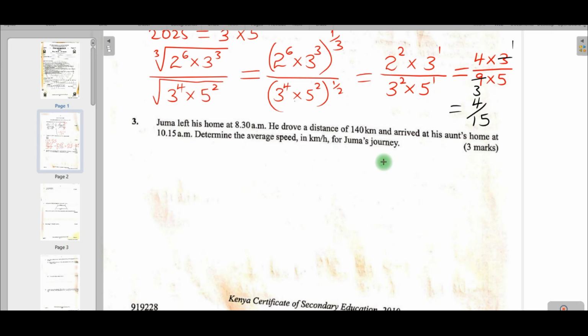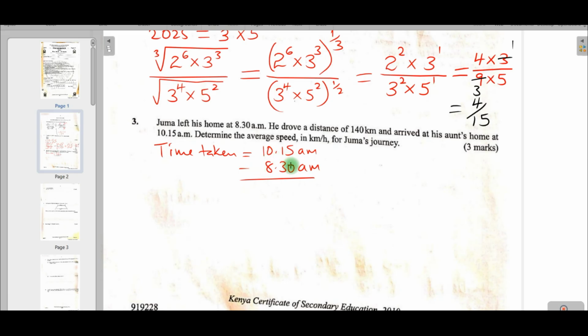So we need to get the time taken. So the time taken in this case will be the arrival time at Juma's aunt's home minus the departure time at Juma's home. So the arrival time is 10:15 a.m. The departure time was 8:30 a.m. and therefore we need to subtract.